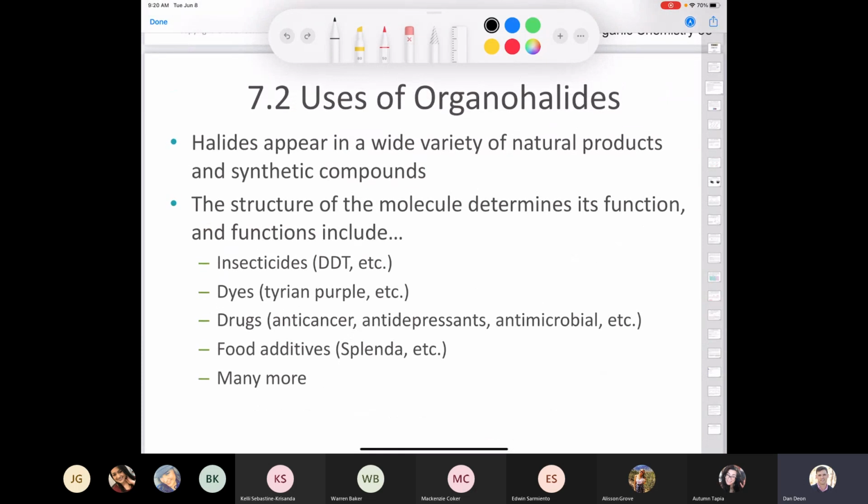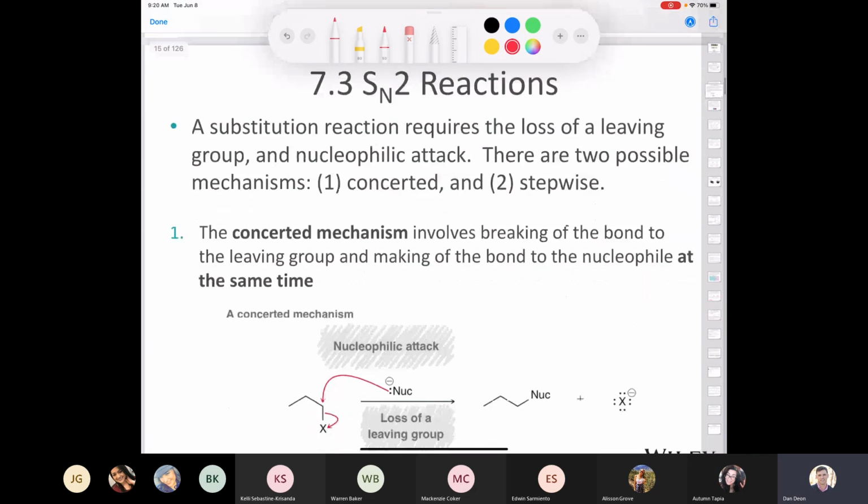Dyes, drugs. There's all kinds of antidepressants. An example of that would be something like Prozac. The Prozac has fluorine in it. Splenda. So Splenda has chlorine in it. It's called sucralose. So sucralose. And there's some interesting reading in the chapter about that. What else? Many more. I want to see, did I put anything else?